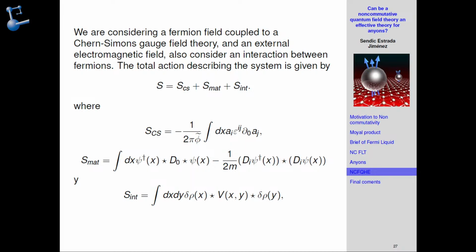For my idea, we talk briefly about the non-commutative quantum Hall effect. We are considering a fermion field coupled to a Chern-Simons gauge field theory and an external electromagnetic field, also considering an interaction between fermions. The total action describing the system is this, the Chern-Simons matter interaction, with each part given in this way.